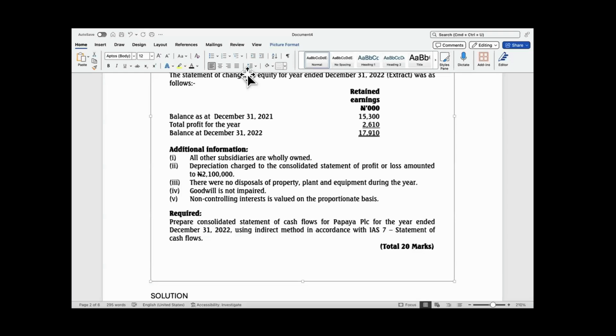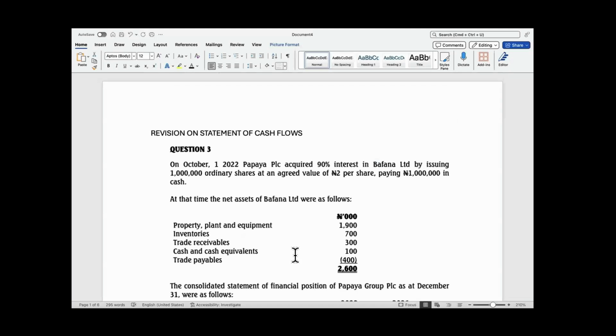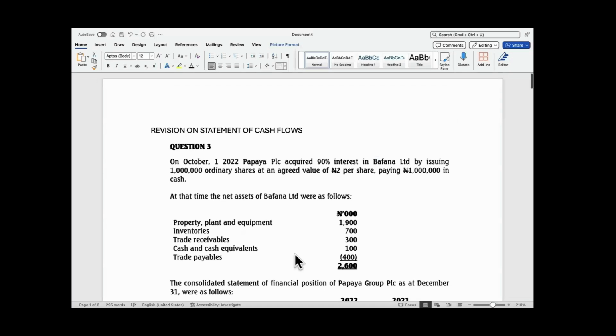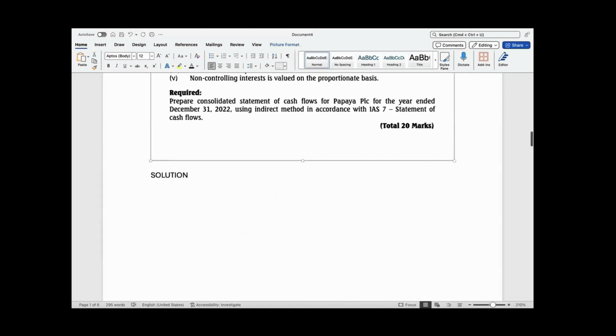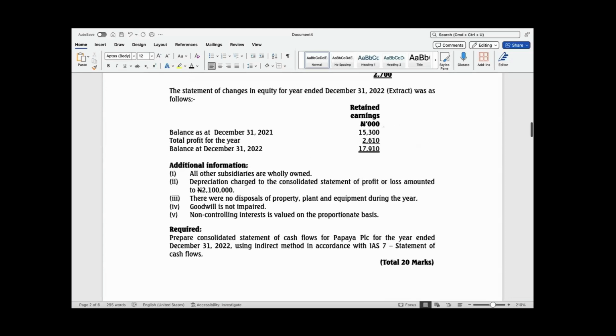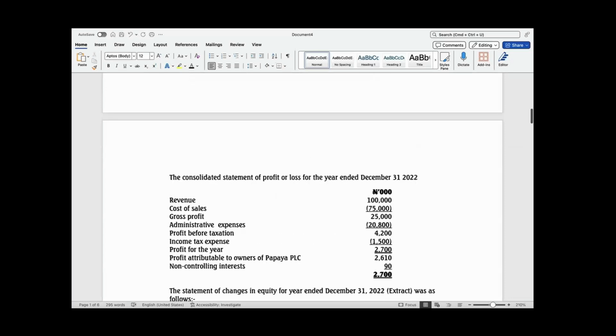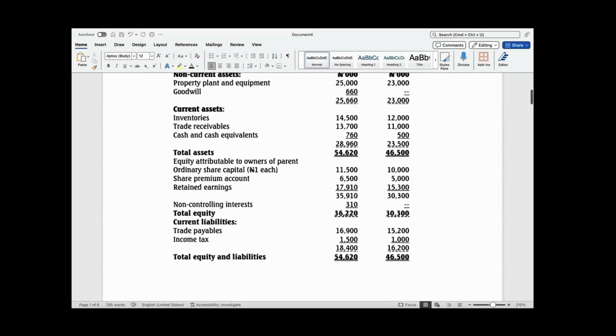Now we do it online. Please, this particular question, does it really carry cash and cash equivalents? Yes, it does. This one also has it.